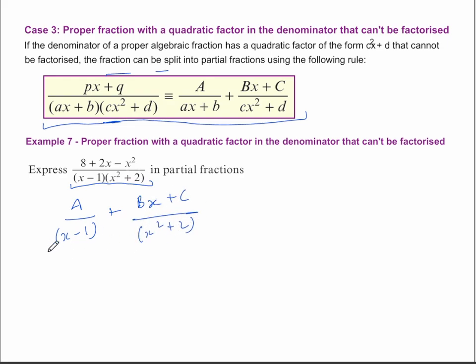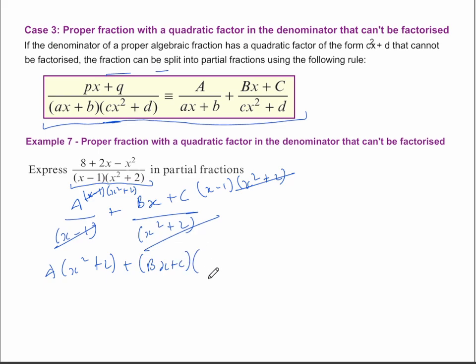Then what we will do is just multiply by the denominators throughout. So a times x minus 1 and x squared plus 2, and bx plus c times x minus 1 times x squared plus 2. Here this is going to cancel out, and on this side this is going to cancel out. What we will have remaining is a, x squared plus 2, plus bx plus c, x minus 1, and that will equal the original numerator, which is 8 plus 2x minus x squared.